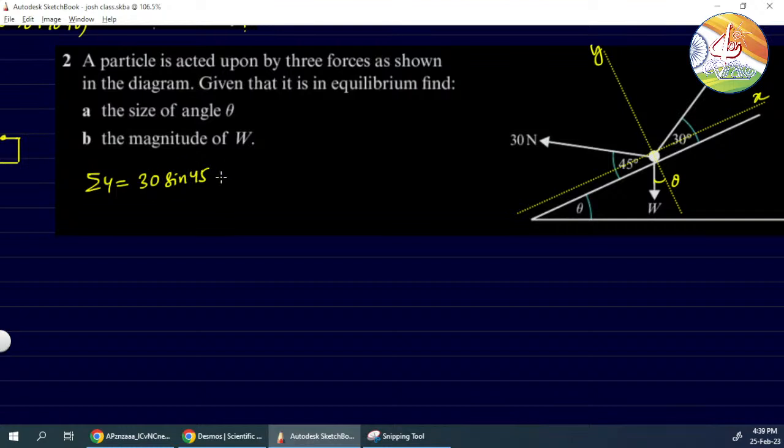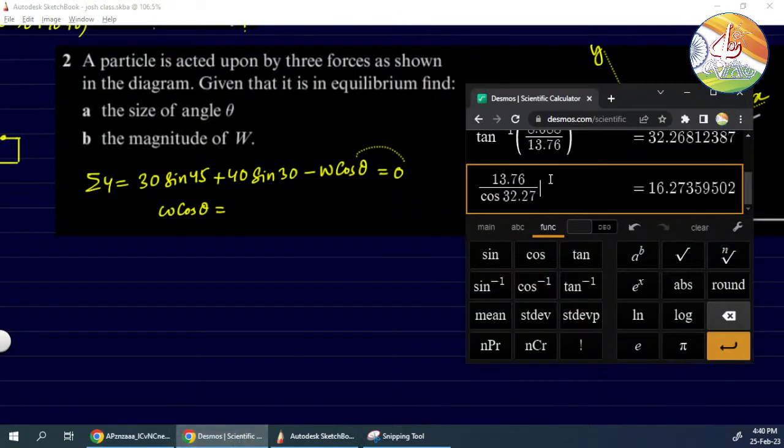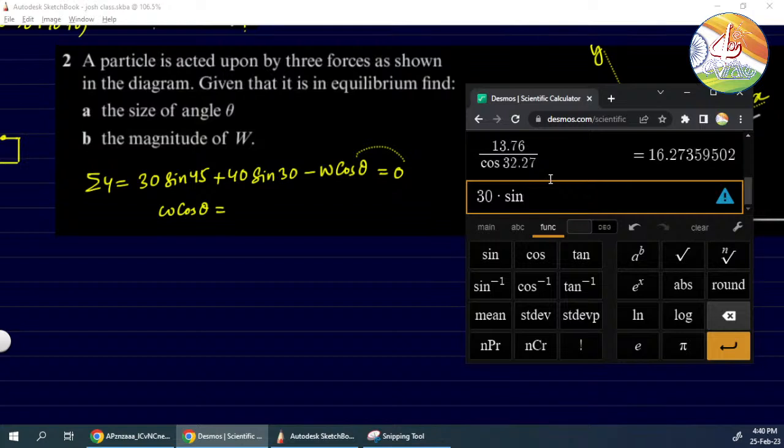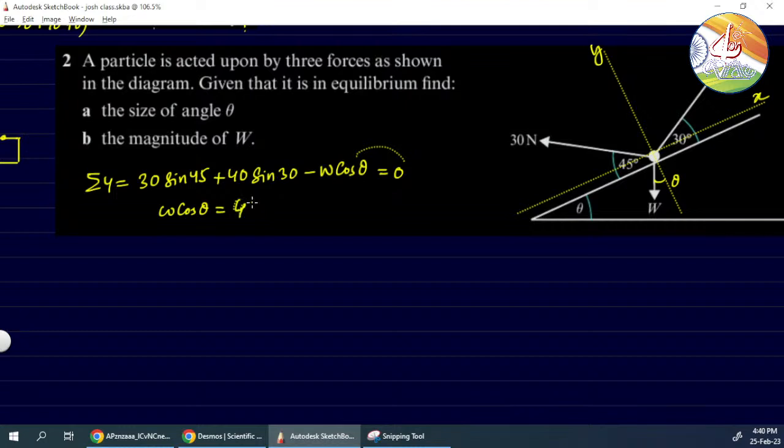And it is acting upwards. Then for 40, the component is 40 sine 30. Again it's acting in positive y direction. Whereas W cos theta, no? Yes. This one is acting in negative y direction, so minus. This total should be 0 because the object is in equilibrium. So W cos theta, if we send it to the other side, it becomes positive. This value we need to find. So that is 30 into sine 45 plus 40 into sine 30, 41.21, right? Yes. So this becomes equation number 1.